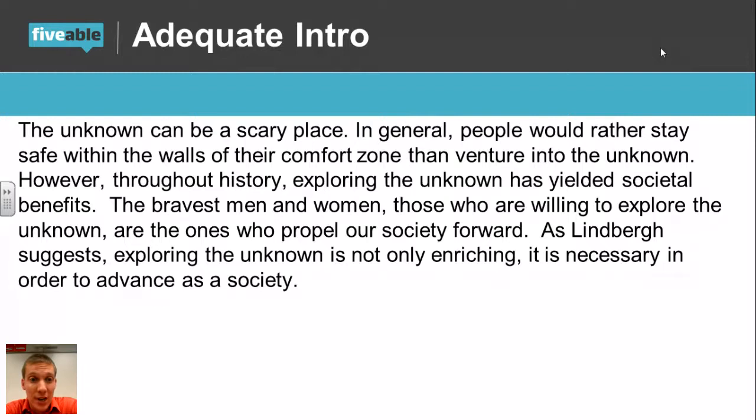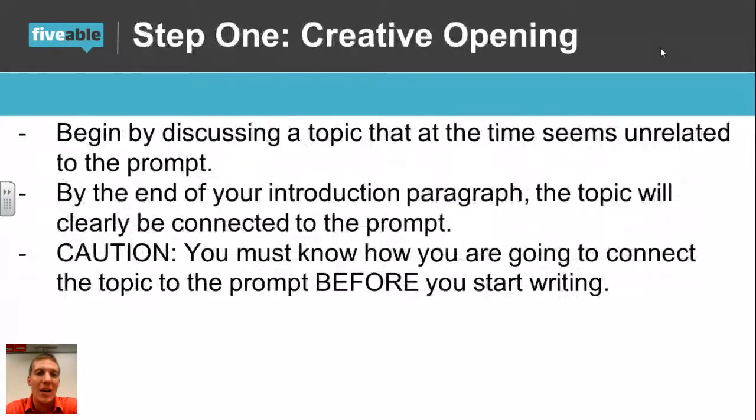So the function is, I have a clear thesis as the last sentence of my intro. The function is, my position is extremely clear. And then the second function, I am clearly introducing and addressing the topic at hand: the value of exploring the unknown. Every single sentence here is my original thought, not College Board's thought during the prompt. And that's why this is adequate and not weak.